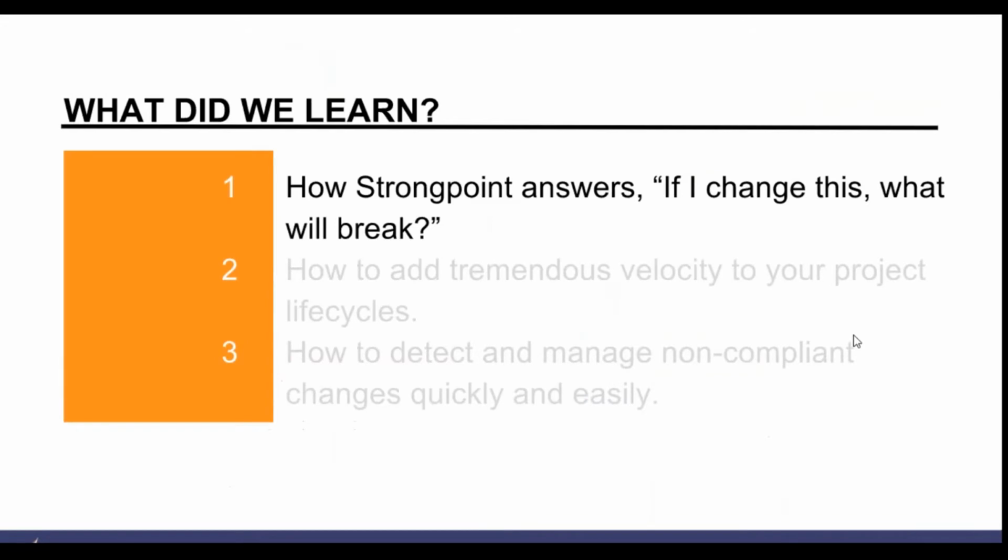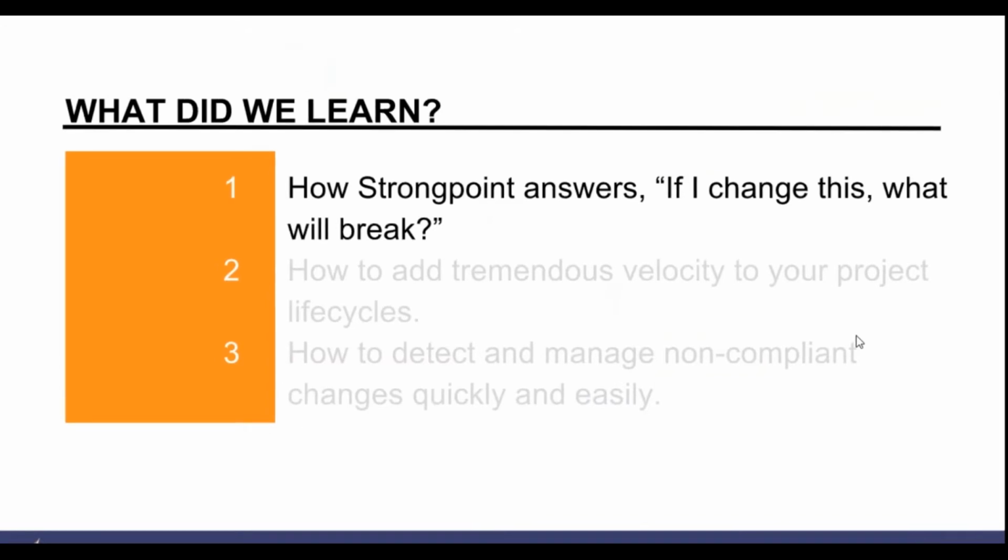Yep, that was great. So what I wanted to do quickly, just to summarize, is talk a little bit about what we learned today. This first point is how Strongpoint answers, if I change this, what will break? And that's a very important question. Really, there's two ways that Garnet quickly summarized for you there. First of all, there's our system documentation and the ERD view, where you can manually go through and figure out what an object is touching, or what it depends on and what depends on it.